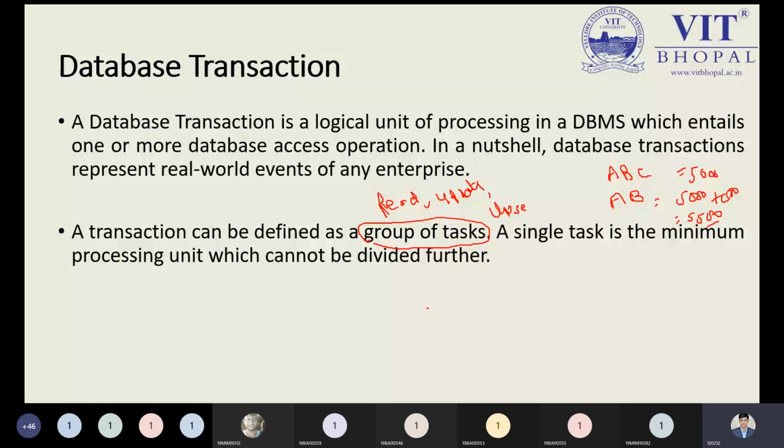Now is this slide clear to all? Yes, please tell me, is this slide clear to all? What do you mean by the transaction?